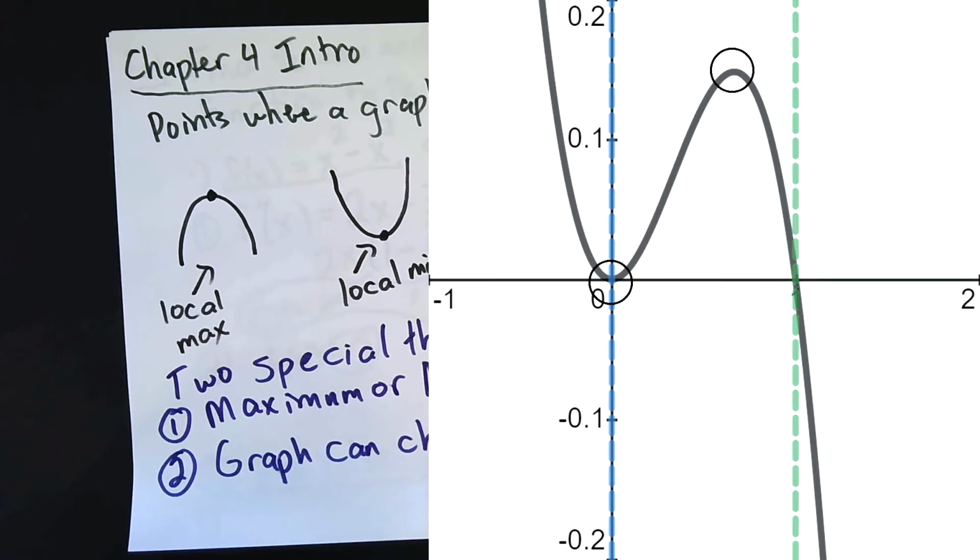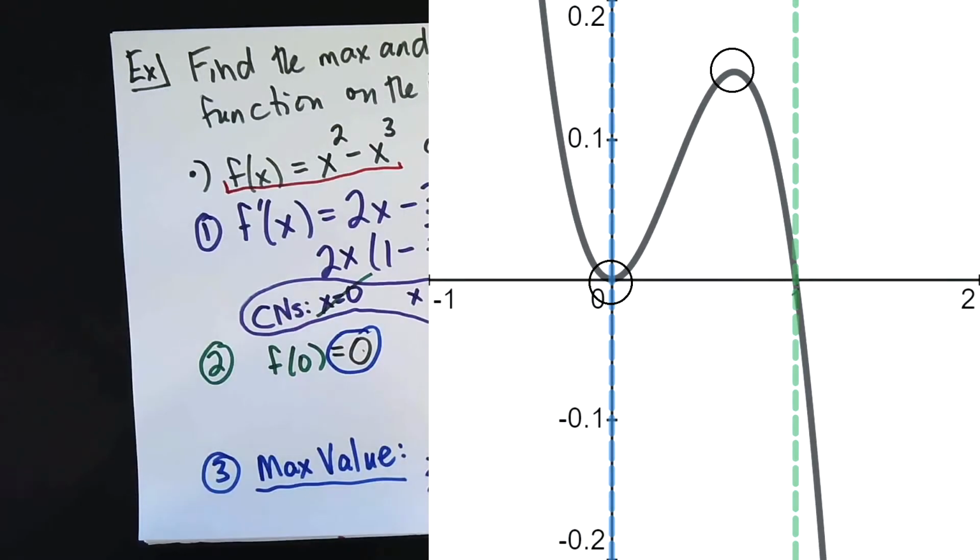there's a local max. The last thing I want to emphasize from this graph is how important the closed interval 0, 1 was. You'll note 0 is not the smallest value this function takes. If I look over here, the function definitely takes negative values.